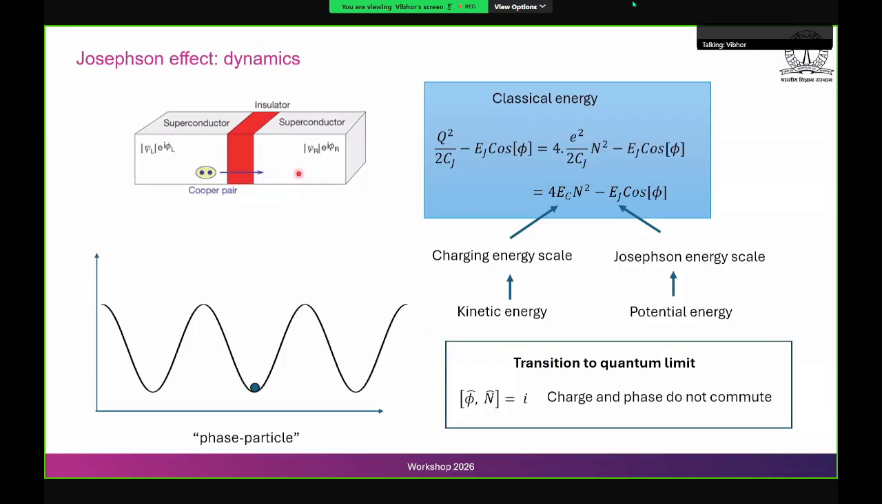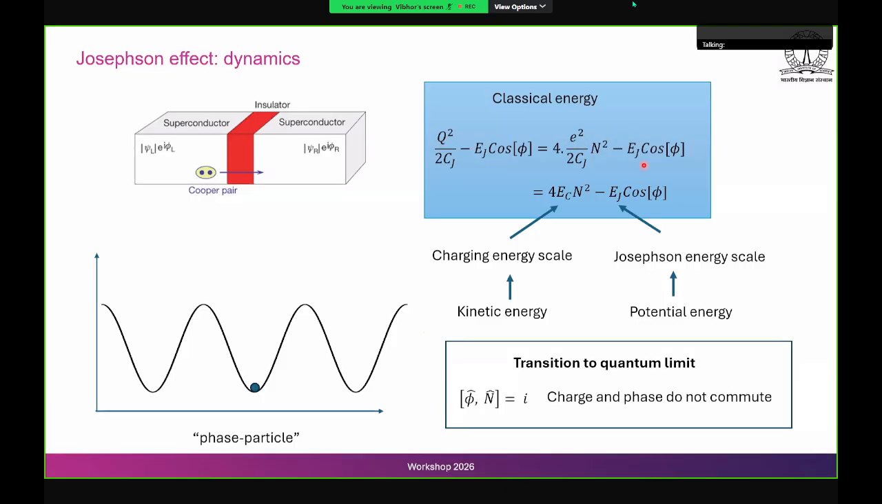This process cannot continue forever because at some point the electrostatic energy that builds up has to come from somewhere. That energy can be accounted for by Q squared by 2Cj, where Q is the amount of charge that has tunneled from one side to the other, and Cj is the capacitance between these two islands. Of course, charge tunnels in terms of pairs, which are Cooper pairs here, so we can write Q as 2e times n.